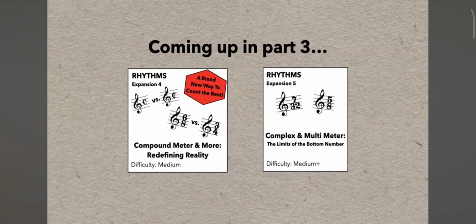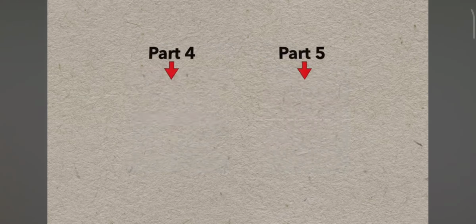In the next video, we'll be looking at what happens if there's a different number other than 4 on the bottom of the time signature, which opens up even more options. And then we'll move on to swing and a bunch of other interesting rhythmic possibilities.